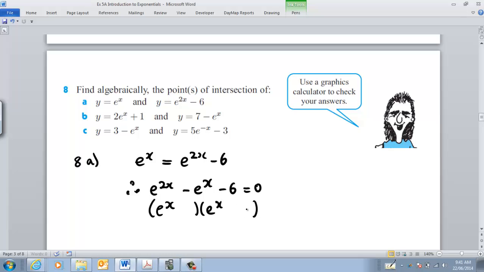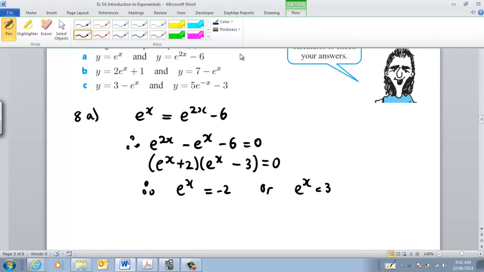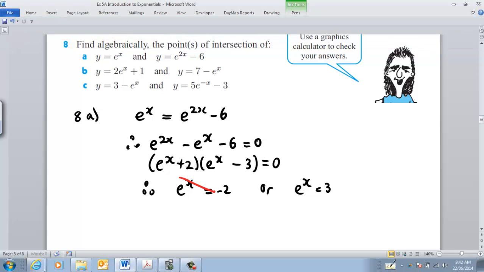Okay, now 6 is going to be 3 and 2. The big one has to be the negative one because it's negative. So (e to the x take 3)(e to the x plus 2) is equal to 0. Therefore, e to the x is equal to negative 2, or e to the x is equal to 3. Now we can say the first one is not possible, because e to the x has to be greater than 0, and so the only solution is x is equal to ln of 3.